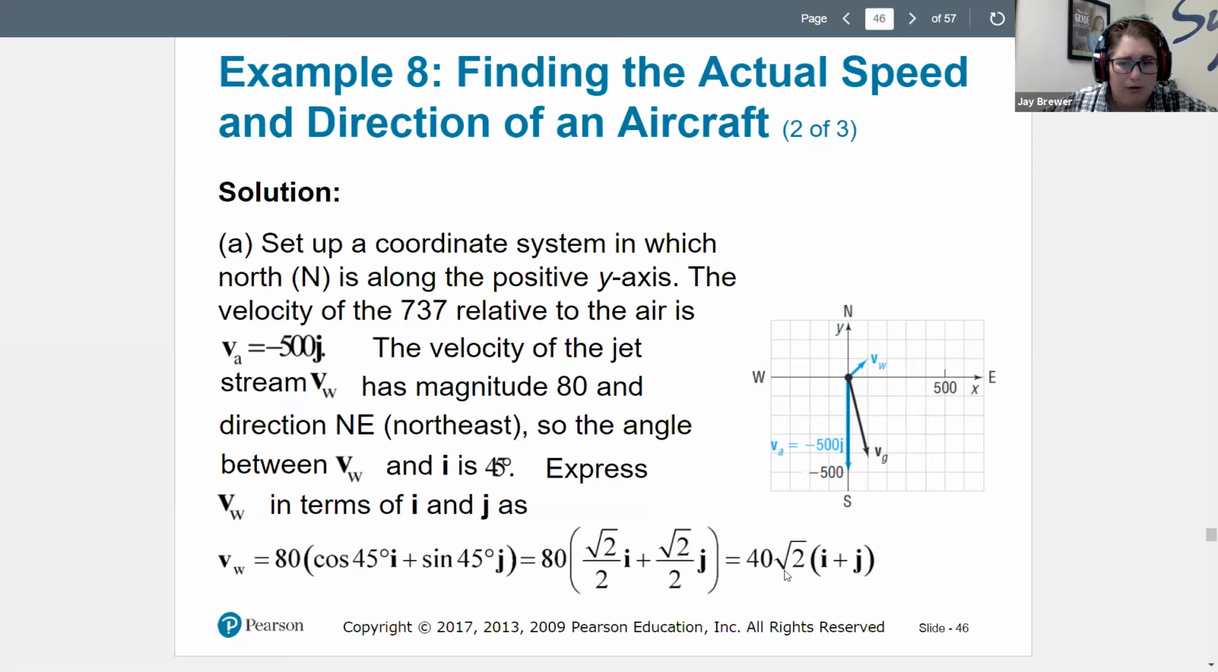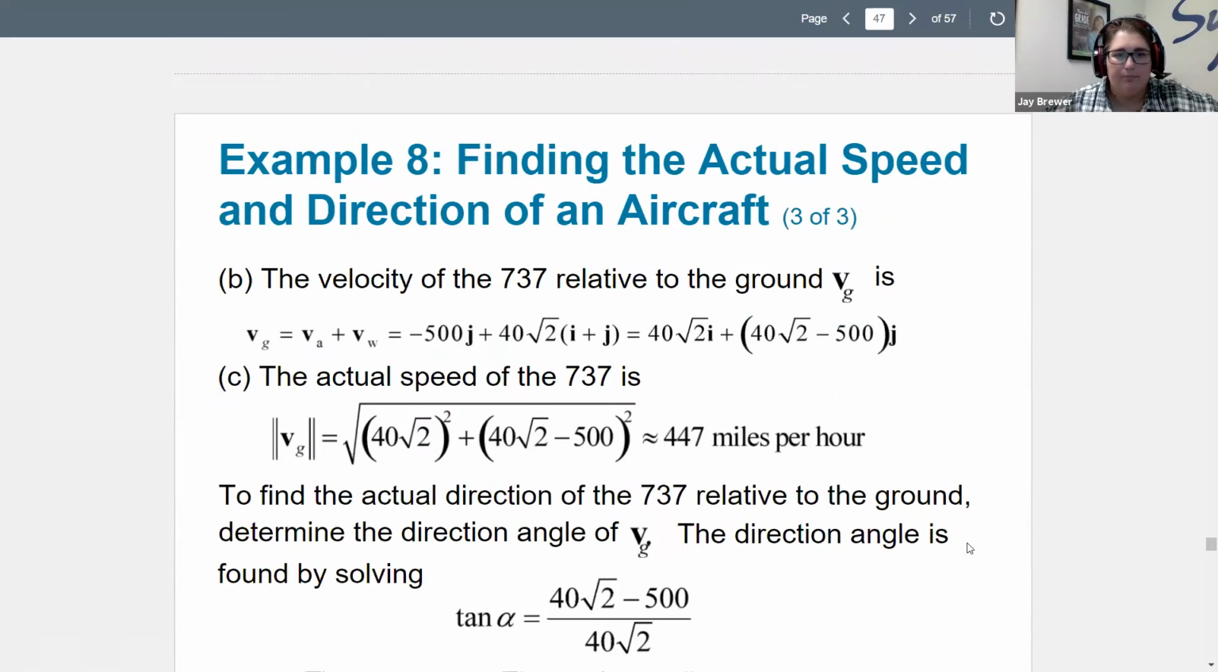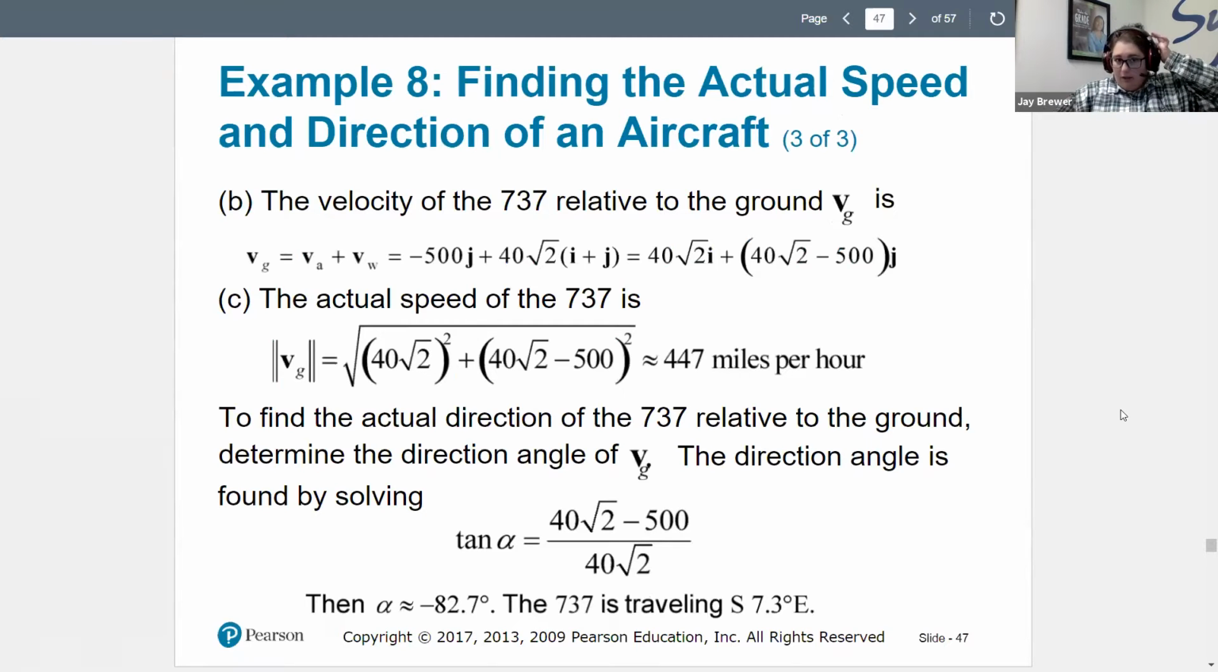Now they brought the 40 square root of 2 out. You could have left it in. You could have done 40 square root of 2I plus 40 square root of 2J, but they pulled it out to make it look nicer. The velocity of the 737 relative to the ground is equal to negative 500J plus what we just found for the velocity W, or vector W. So then we end up getting 40 square root of 2I plus (40 square root of 2 minus 500)J. And you guys would have got that.